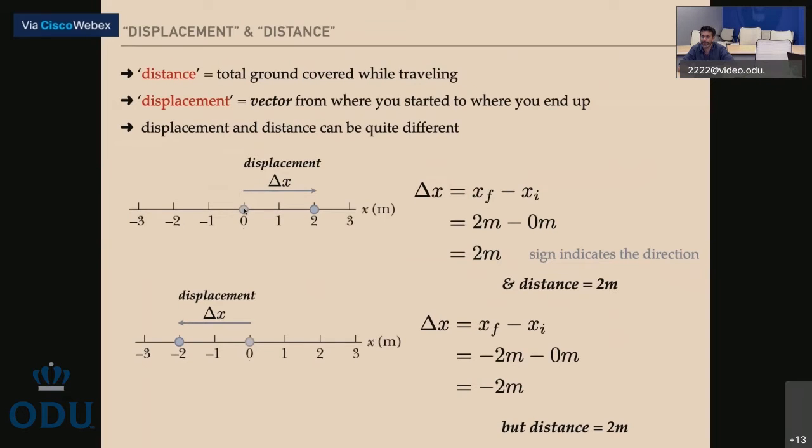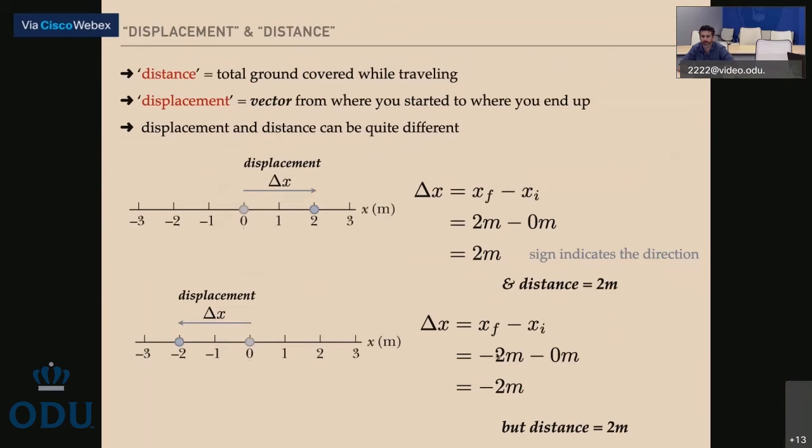So imagine that the object has gone from 0 to 2, then the displacement is a vector that points from 0 to 2, okay? And so what is defined is delta x is equal to the final position minus the initial position, which is 2 minus 0, so it's equal to 2, and it's positive, right? The displacement in this case, though, again, it would be the final position minus the initial position.